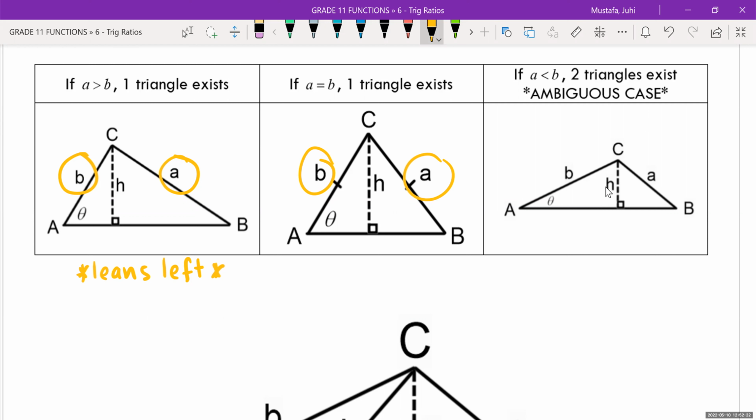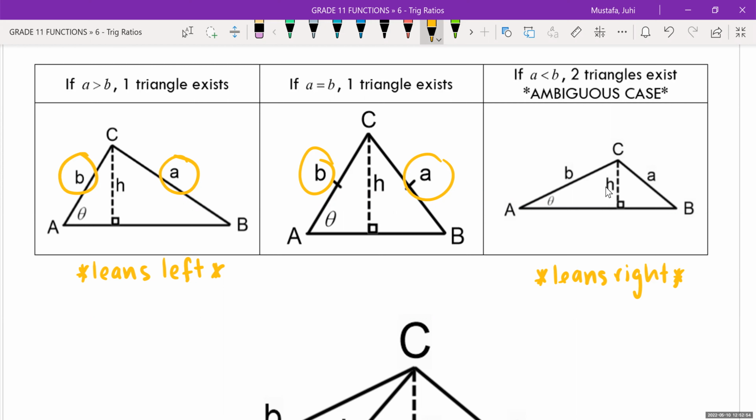When your triangle leans to the right, and that triangle has side length A that is shorter than side length B, that is the perfect scenario for ambiguous case, and that means two triangles are going to exist.